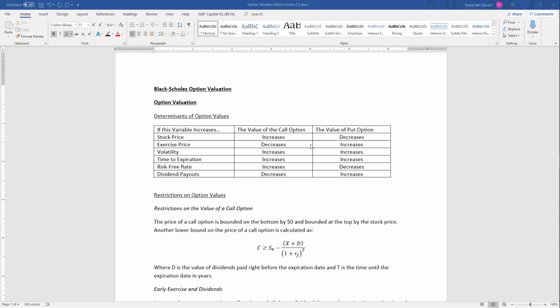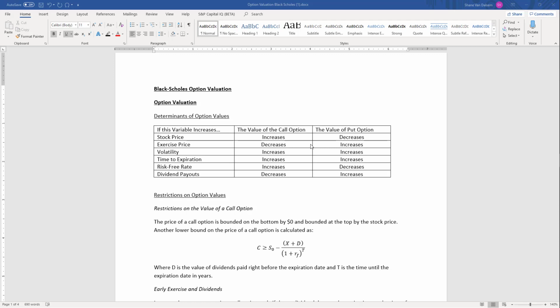The risk-free rate: if the risk-free rate increases, the value of the call option increases, because the idea here is that it will also cause returns to increase and stock prices to increase. If the risk-free rate increases, the value of the put option decreases.